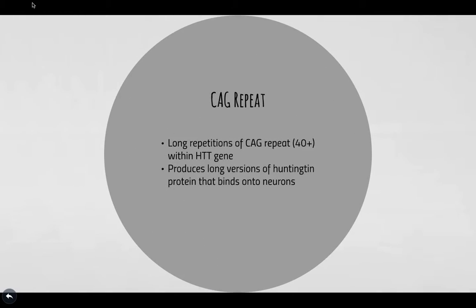Again, with the CAG repeat, if there are long repetitions of that, 40 plus repetitions within the HTT gene, there's a good chance you'll develop the disease because that produces long versions of Huntington protein that binds onto the neurons and that causes the neurons to ultimately die.